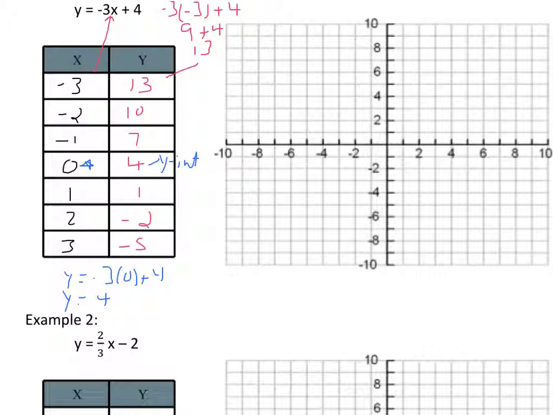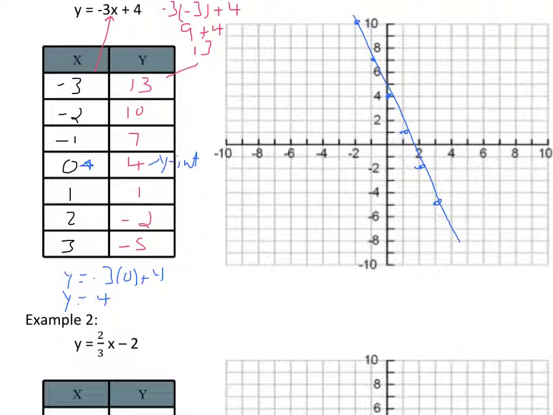So to graph this, we'd plot our points, and our first point that would fit on our graph would be -2, 10, and then -1, 7. Our y-intercept would be 4, and then 1, 1, 2, -2, and 3, -5. And if drawn properly, when connecting the dots, you'll get a straight line.